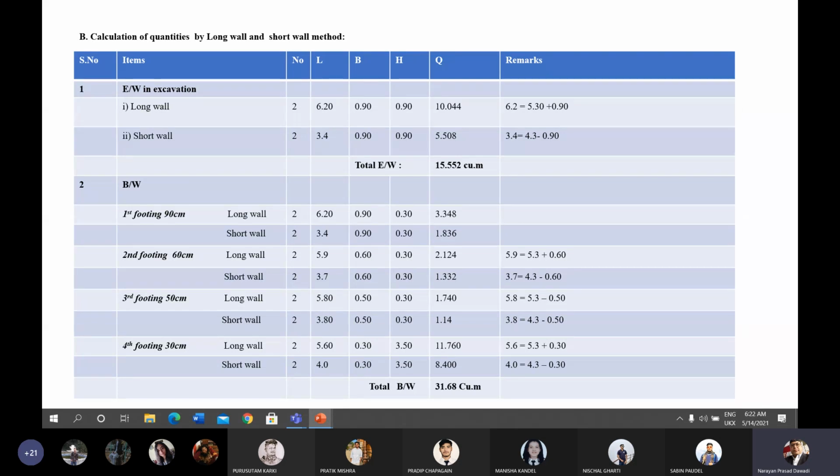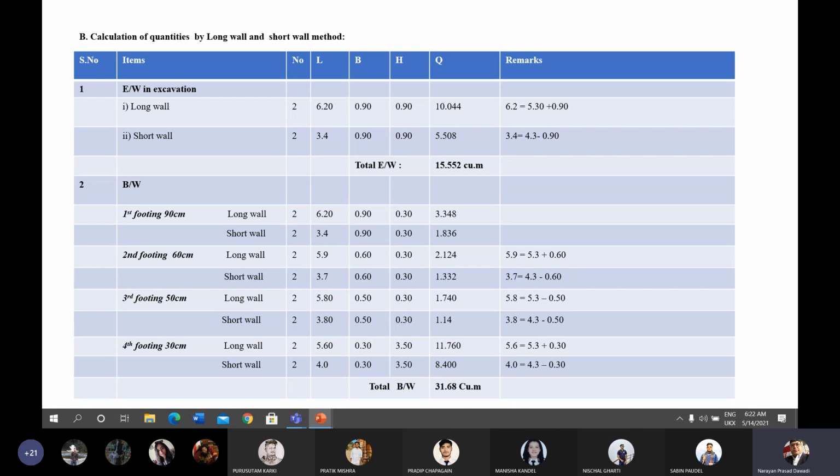The quantity calculated from the center line method, or center to center distance method, and the calculation from the long wall and short wall method, the quantity will come the same. Only the method is different. If you look at the excavation, the earthwork excavation for the longer side wall and the shorter side wall is treated separately.